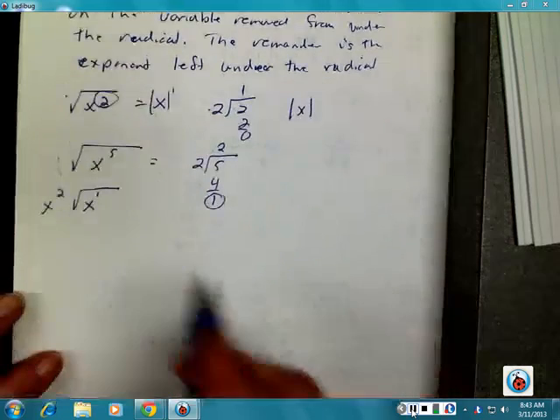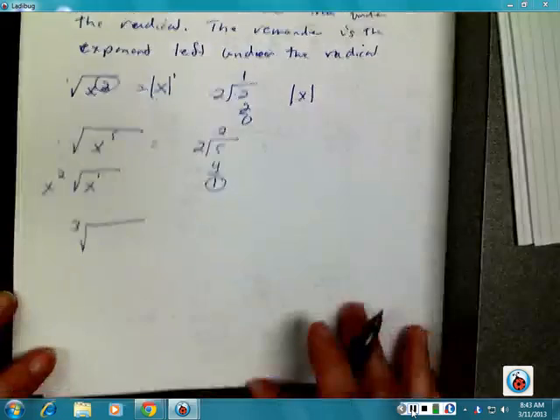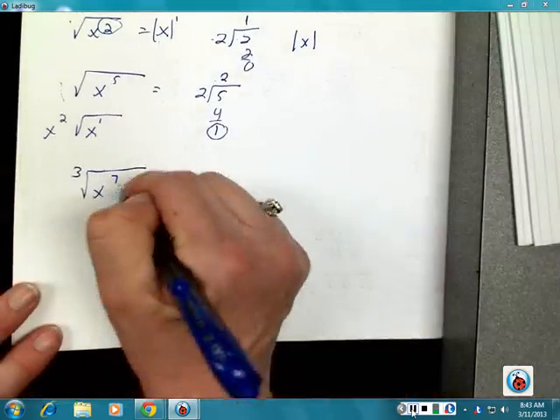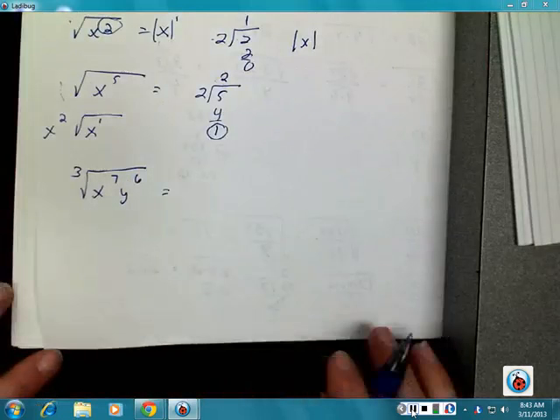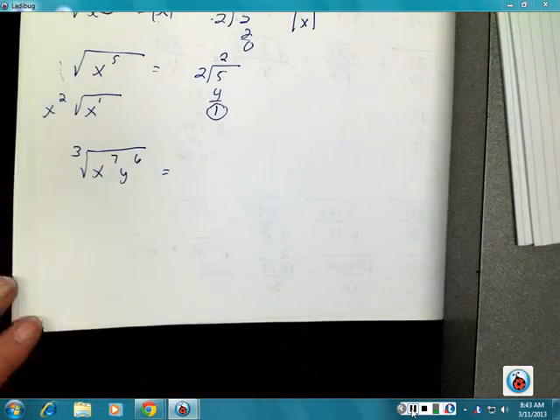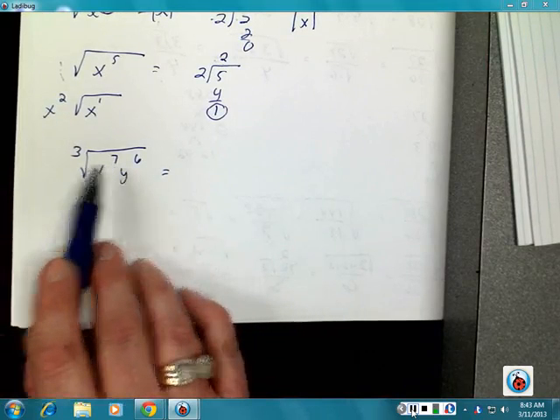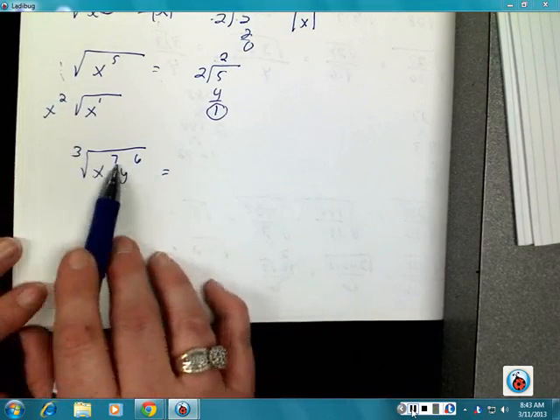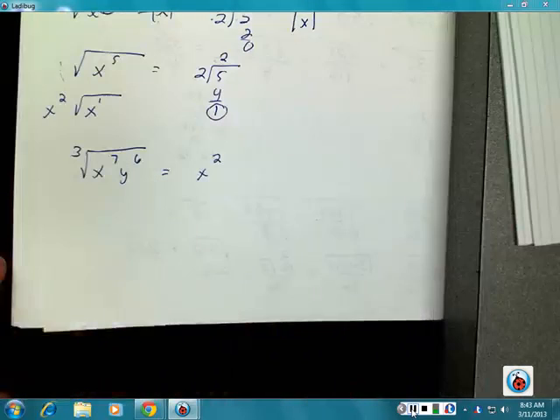Okay, so then if they give you more than one letter under here, and let's say we have an index of 3, and I have x to the 7th, y to the 6th, what do I pull out and what do I leave? Is there anything left under there? Well, you do the same thing here, and you can do it in your head, because you know 3 goes into 7 twice, so I have an x squared out front.